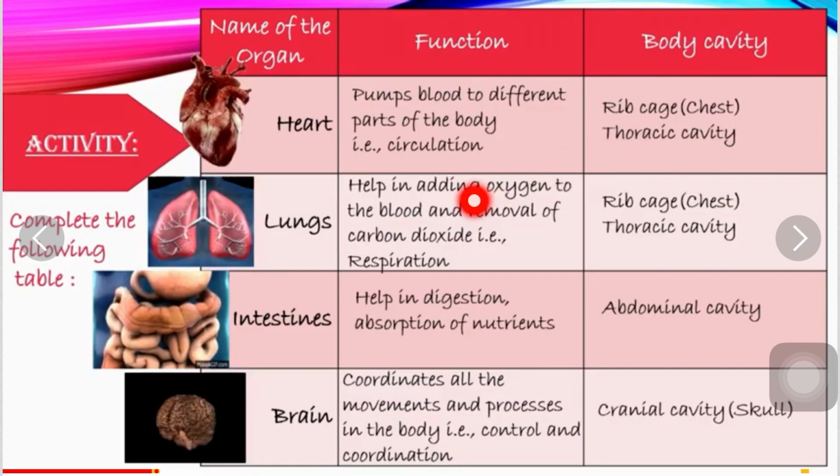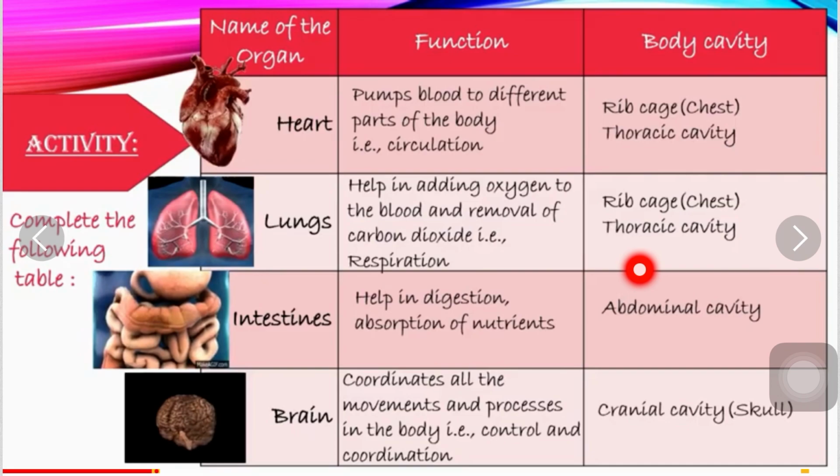Next is lungs. Its function is to help in adding oxygen to the blood. What does it do? It adds the oxygen to the blood. Who? Lungs. And removal of carbon dioxide from your body. It gives oxygen to the blood and removes the carbon dioxide from your body, and this process is called respiration. Again, its body cavity is the rib cage and thoracic cavity.